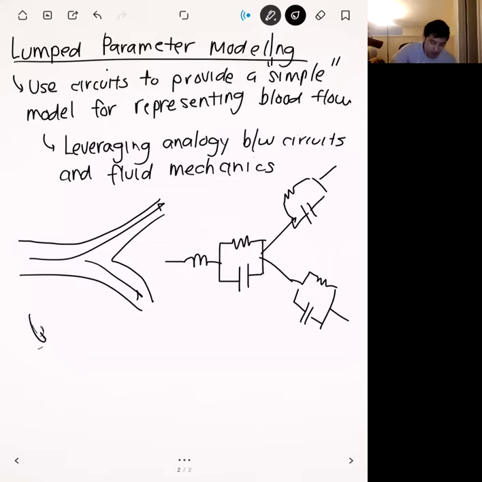The reason we do this is that the circuit representation, relatively speaking, is a lot easier to solve and analyze than a full fluid mechanics situation. The primary reason is that if you're just considering linear circuit elements, we only need a set of ordinary differential equations to govern this behavior.